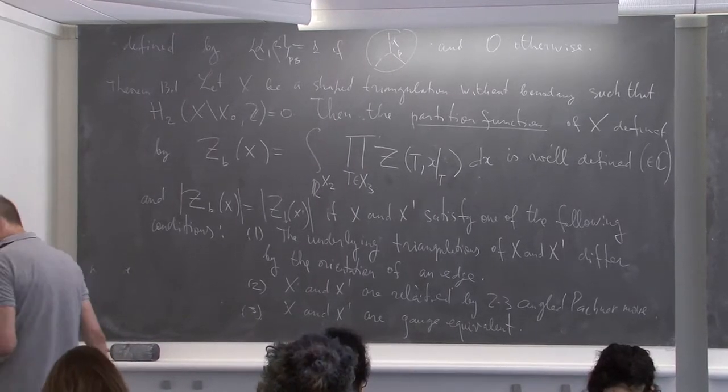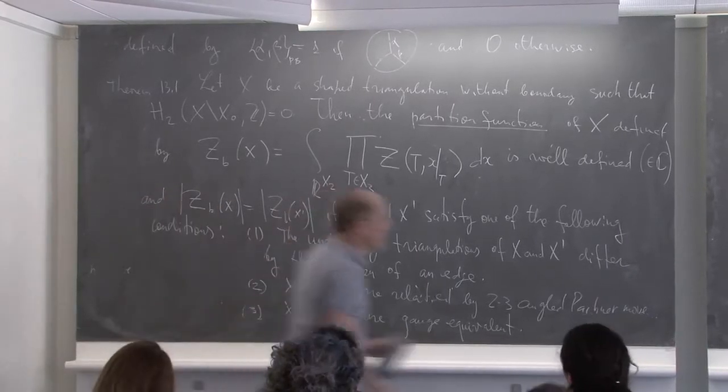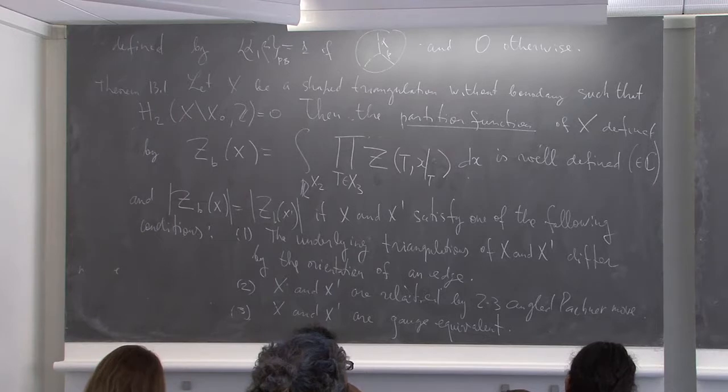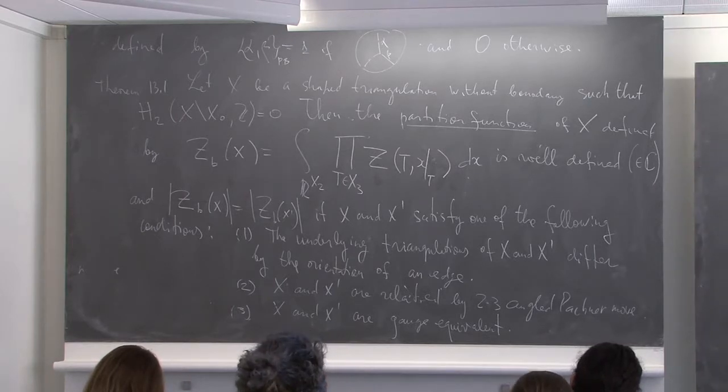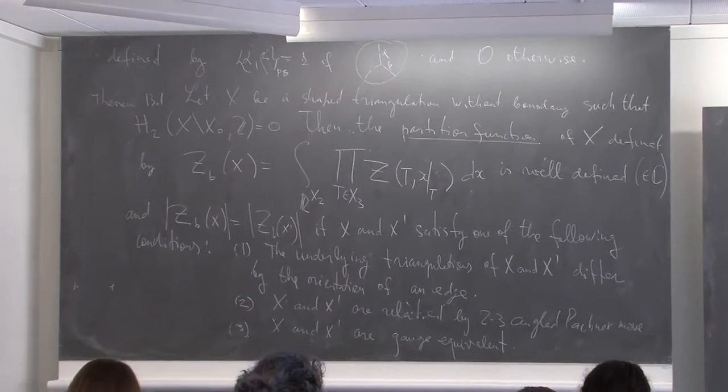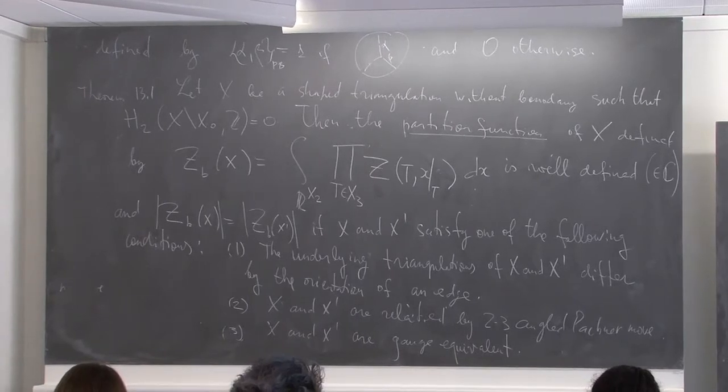Okay, and then let me just put a conjecture. This is really a conjecture which is checked on many examples, but has not been proven in general. And it concerns the asymptotic quasi-classical behavior of that partition function and its relation with hyperbolic geometry.